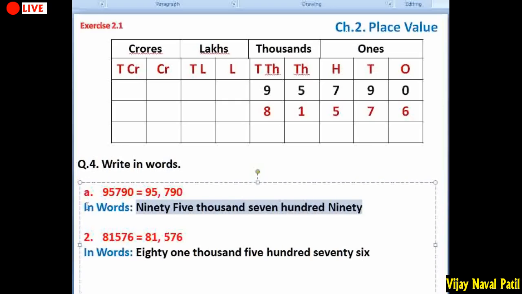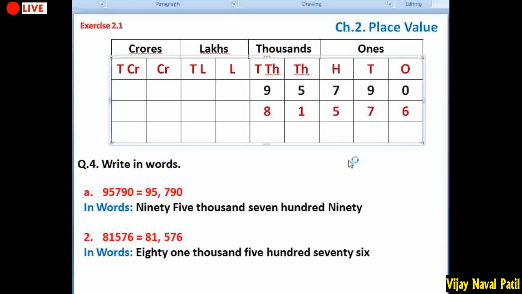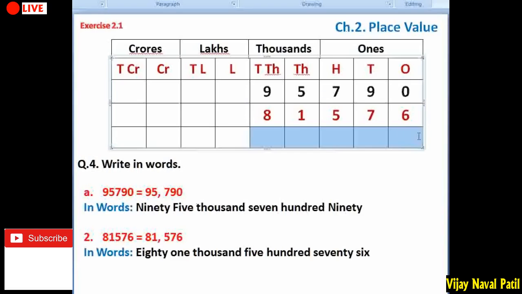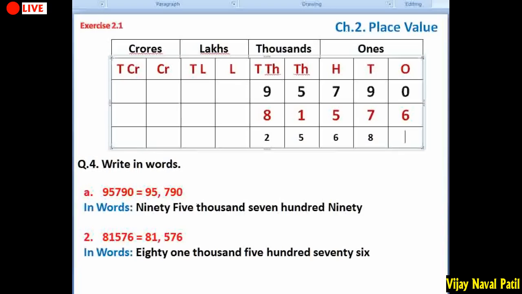In words, in the sense you have to write it in word form. Then the second number is given the same, that is 81,576. So it is given here and we wrote it in words. Now the third number I will write here. Okay. The third number will be, I will just write here. Okay. Now this will be the same. See, here will be 2, then 5, then 6, then 8, then 1.